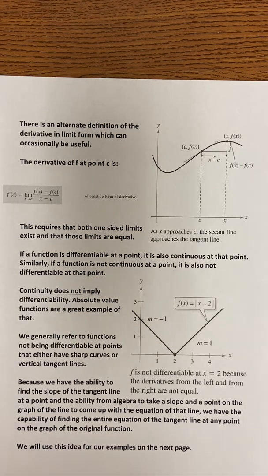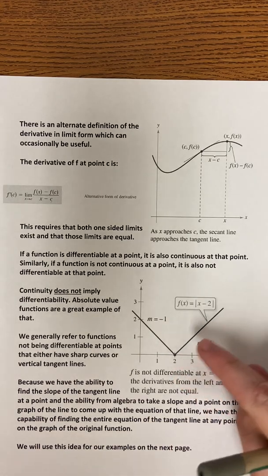Because remember that we're taking a limit here in order to find the derivative, and limits only exist if they exist from both sides. Now, if a function is differentiable at a point, it is also continuous at that point. Similarly, if a function is not continuous at the point, it is not differentiable at that point. Now, just because differentiability implies continuity doesn't mean the opposite. You can be continuous and not be differentiable.